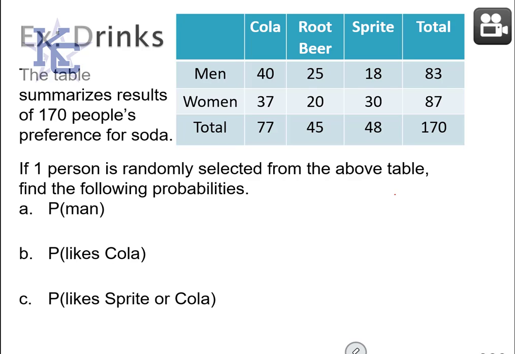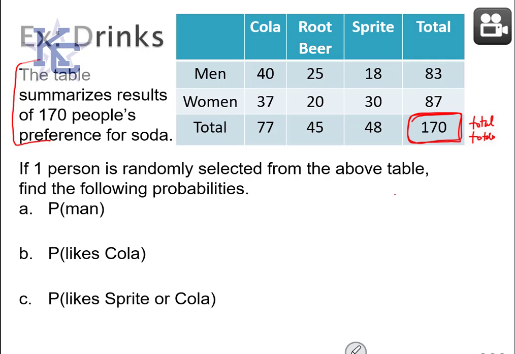On this slide and the next slide, we have a table, and you'll see one similar to this in the next few slides and in your homework. So let's make sure you understand the table. The table summarizes results of 170 people's preferences for soda. Notice that the 170 is over here in the far right corner, and that's always where the total of all the totals will be.